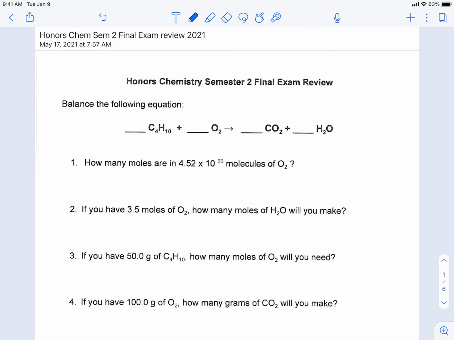I would first probably start balancing out my carbons. I've got 4 carbons on the left and only have 1 on the right. So I'm going to put a 4 in front. Next, I could do oxygens or hydrogens. The hydrogens I'm going to do actually next because I've got an even number here and an even number here. My oxygens are not even. So I'll do my hydrogens next. So I'm going to put a 5 in front because now I have 5 times 2. I have 10 just like I have on the reactant side. All right.